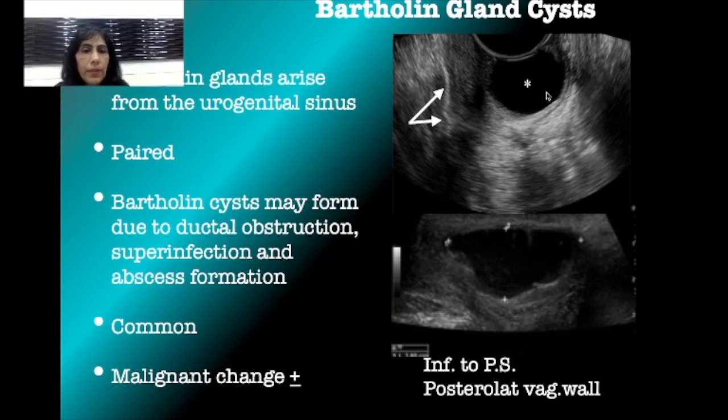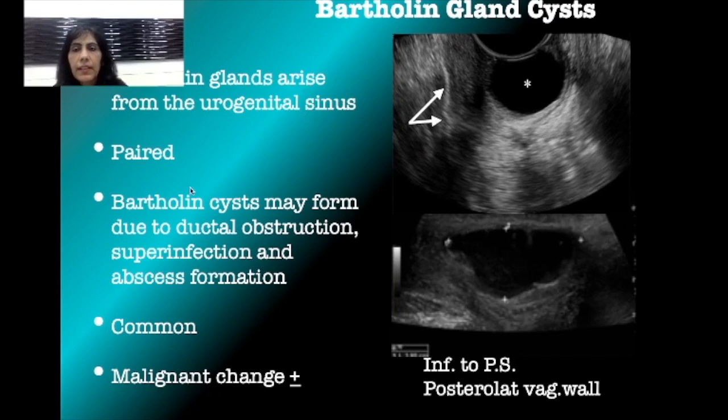And again, what we do is we put the probe longitudinally. You can see the pubic symphysis somewhere here in the longitudinal scan, and the lesion is where? Inferior to the pubic symphysis, right? A cystic lesion inferior to the pubic symphysis in the posterior vaginal wall, so that is likely a Bartholin gland cyst, right? Bartholin glands arise from the urogenital sinus.